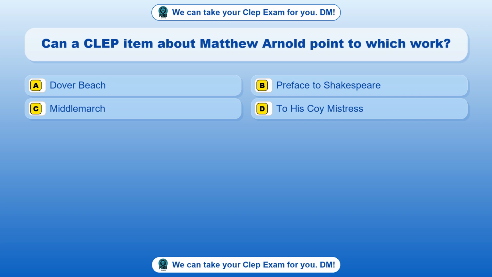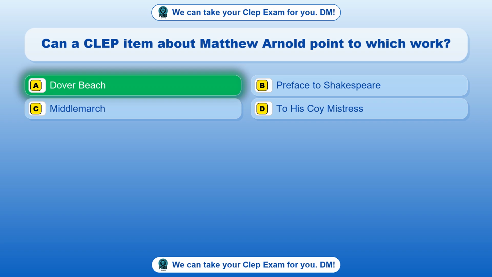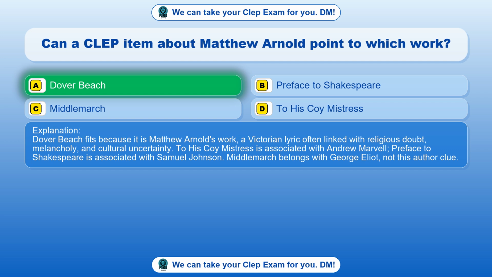Question 40. Can a CLEP item about Matthew Arnold point to which work? Option A, Dover Beach. Option B, Preface to Shakespeare. Option C, Middlemarch. Option D, To His Coy Mistress. The correct answer is option A, Dover Beach. Dover Beach fits because it is Matthew Arnold's work, a Victorian lyric often linked with religious doubt, melancholy, and cultural uncertainty. To His Coy Mistress is associated with Andrew Marvell. Preface to Shakespeare is associated with Samuel Johnson. Middlemarch belongs with George Eliot, not this author clue.